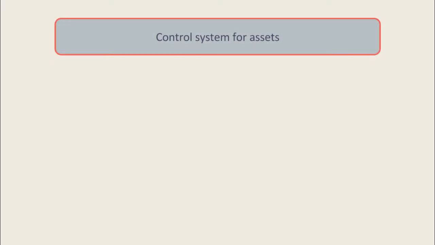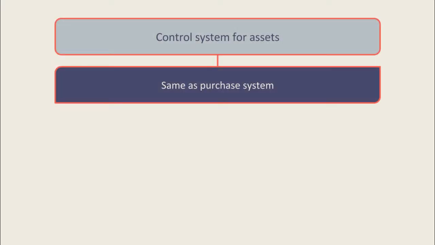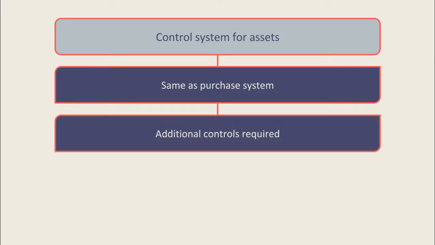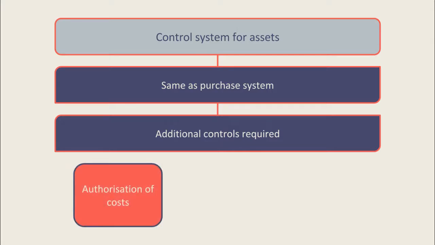The control system for assets would work in the same way as the purchase system. There would be some additional controls required due to the size of the values being spent on these items in comparison to the standard goods and services. One would be the authorisation of costs. This would need to be approved from a much senior level of management than your standard purchase.